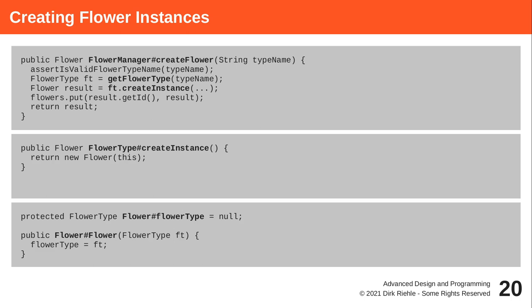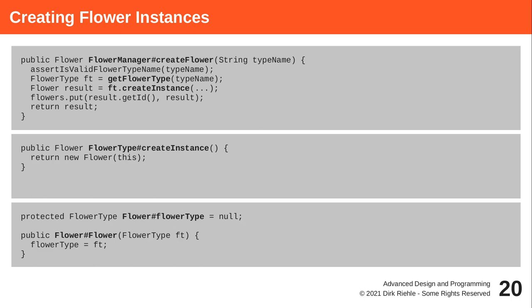Creating a flower becomes simple then. We still use the flower manager. And what we need is to know first what type of flower we want to create. So we're simplifying here and just use a string as the name. So when you look at it, you can see how the flower manager first asks for the flower type that corresponds to the provided type name. Then it asks it to create an instance.